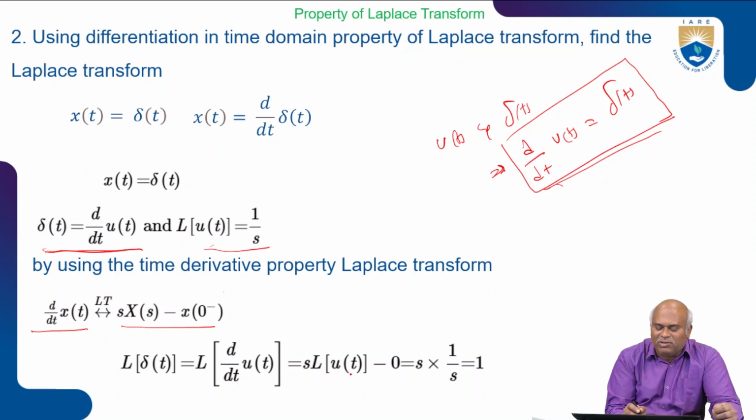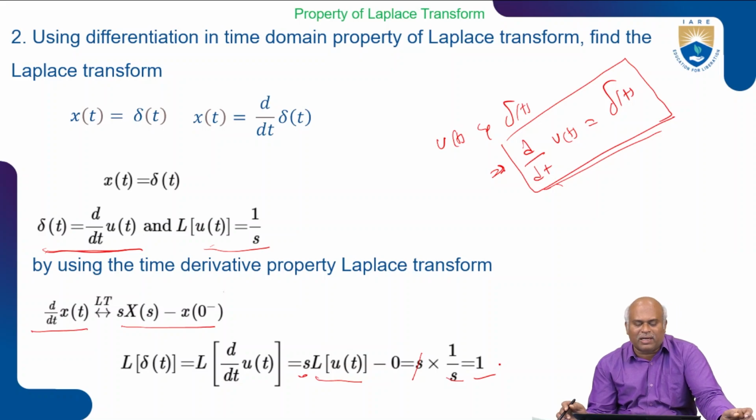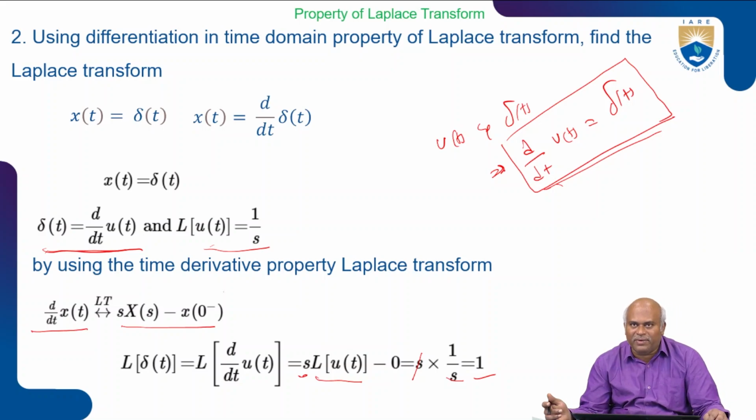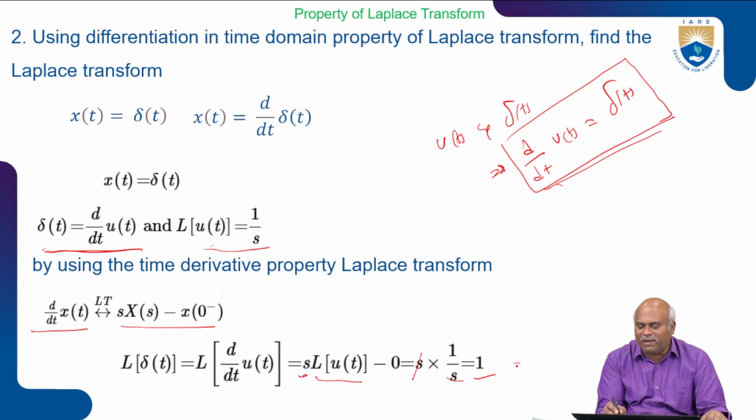So s times L of u of s minus 0 is equal to u of s. We know the Laplace transform of u of t is equal to 1 by s. So these two s's cancel. Finally we have 1. So if we do the differentiation in the time domain of the Laplace transform in the case of u of t, finally you get the value 1.